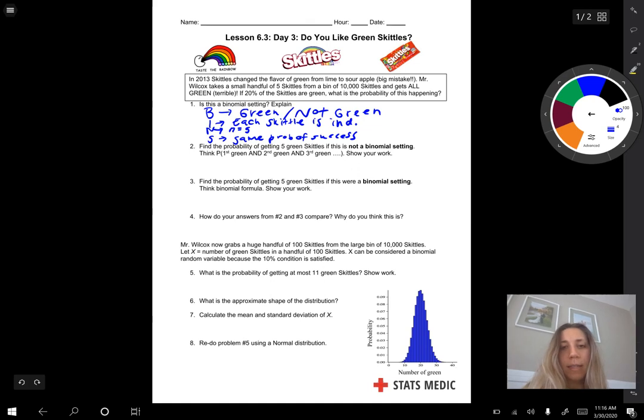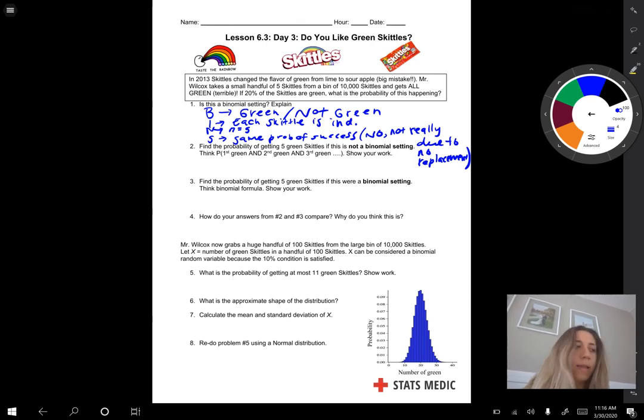Not really in this case because he didn't put them back. So no, not really, due to no replacement. So in this case, this is not necessarily binomial because you're violating that S condition.